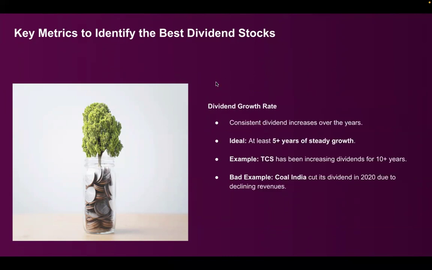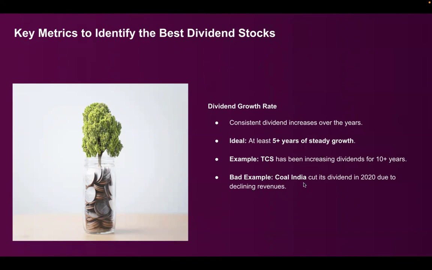So the next metric is dividend growth rate. Let's say a company has paid 100 rupees last year and is paying 110 rupees now. Then the growth rate is 10%. So you should also look at companies that can increase the dividend payment. So you should have at least 5 years of steady growth. So if you look at TCS, it has been increasing dividends for the last 10 plus years. Every year, the dividend amount will keep increasing.